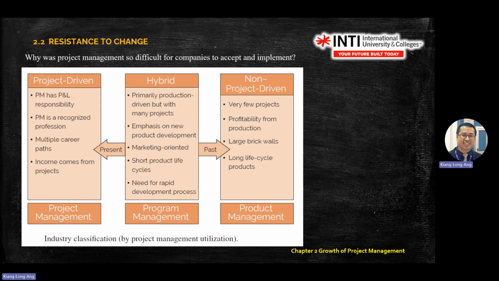So if the statement is like this, you are under the project driven category, project management, where you focus on project driven project management. Then the other side is the opposite of project driven. Here you have very few projects, and for profitability you focus on production. So those are small factories, they produce maybe Nike shoes or some kind of sport equipment. So the profit from production means that they are non-project driven.